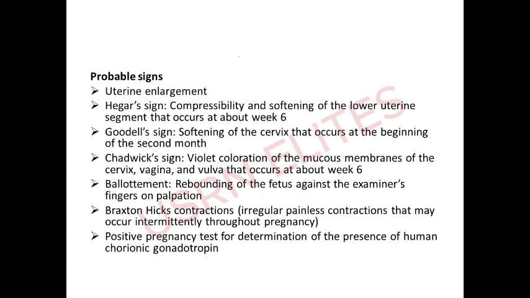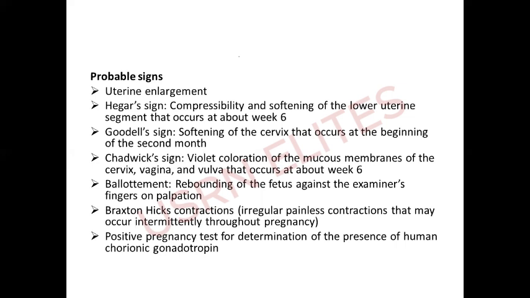Then we have the Chadwick sign, which is a violet discoloration or coloration of the mucous membrane of the cervix, the vagina, and that of the vulva. And this occurs around the 6th week of gestation.